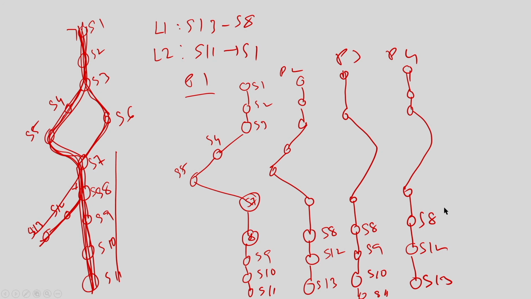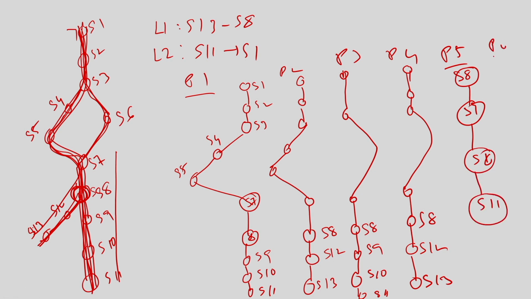Similarly, there are 4 paths and from this point, because I have to start a path from the loop point, there will be 2 paths, this one and this one, right. So, P5 will be S8, S9, S10, S11 and there will be P6, which is S8 to S12 and S13. Okay. So, there will be 6 paths.